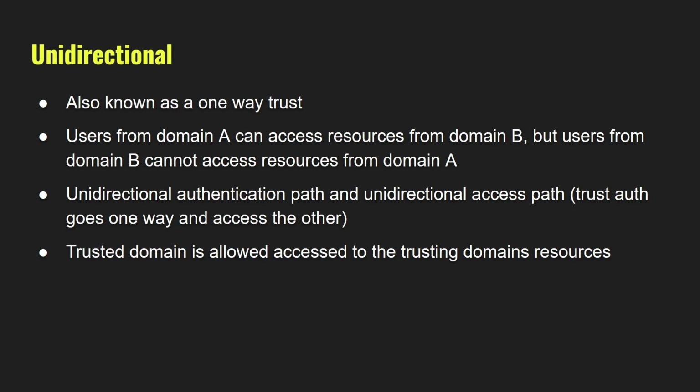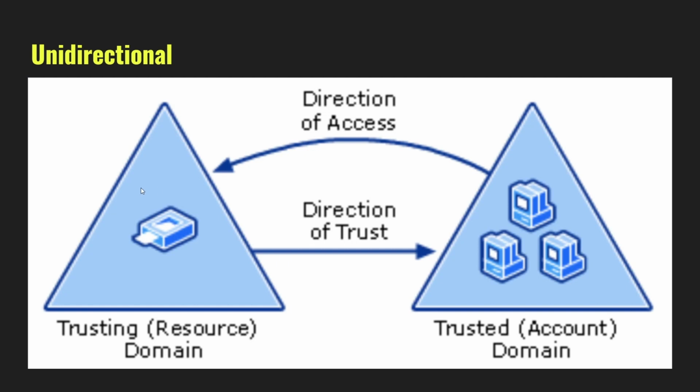I've got a diagram to show this because it sounds a little confusing. It's a lot easier in a diagram. I'm going to go on to that now, but that's how it works. One domain gives access to the other, and the other is allowed access back to it. That's sort of how they work. The trusted domain is allowed to access the trusting domain's resources. So here we go.